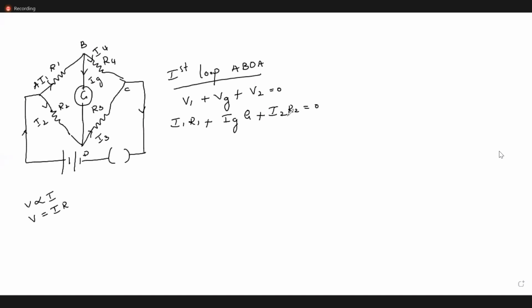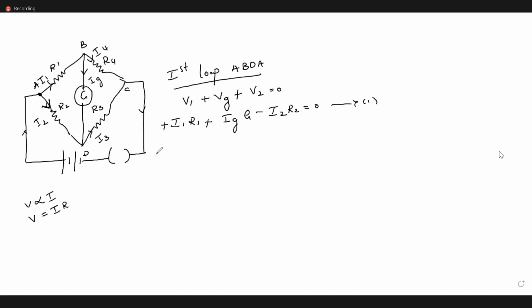Now see the directions. Let me start from point A. It is in the same direction, and IG also in the same direction. I'll come to the next resistor, but it is in the opposite direction. So let me take I1 R1 plus IG G as positive, and this one is in the negative direction. So then let me write minus I2 R2 is equal to 0. Let me say this is equation number 1.